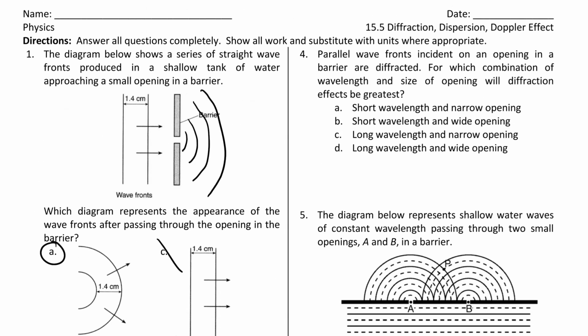Number 4. Parallel wavefronts incident on an opening, that just means they're coming into the opening, in a barrier are diffracted. For which combination of wavelength and size of opening will diffraction effects be the greatest? Well, if we want the diffraction to be great, we said before that we want the opening to be smaller so that the wave spreads out more. If it's super big, the opening, then it's not going to really diffract at all. So we want a narrow opening, so that eliminates B and D.